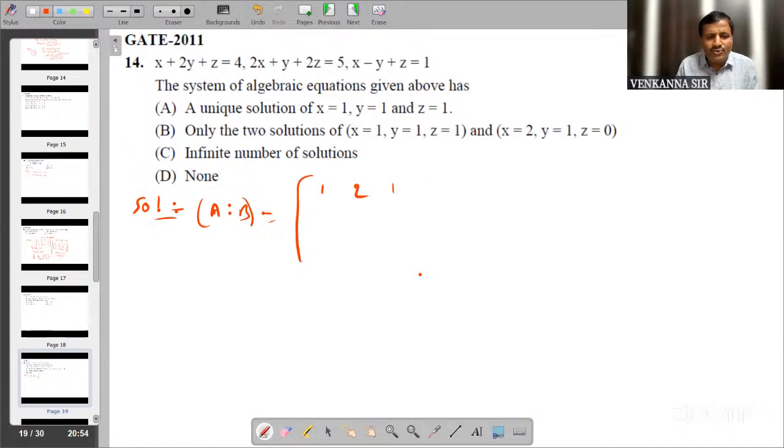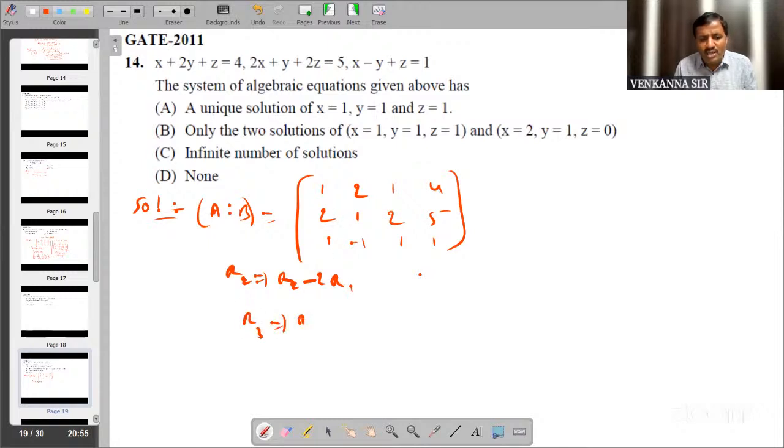1 2 1 4, 2 1 2 5, 1 minus 1 1 1. To reduce it to the echelon form, what are the operations required? R2 implies R2 minus 2R1. This 2 and 1 we have to convert into the 0. R3 implies R3 minus R1. So the matrix reduces into 1 2 1 4, and these two are the zeros.